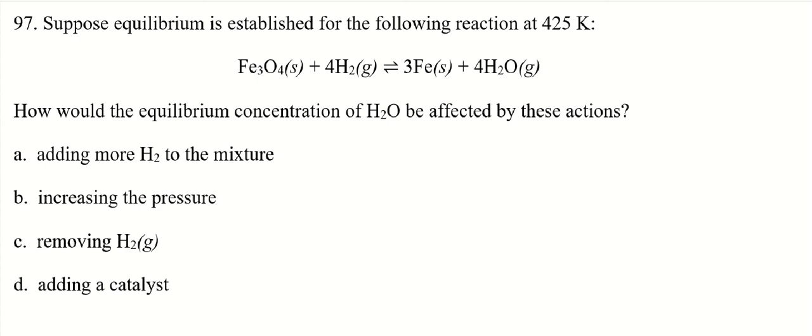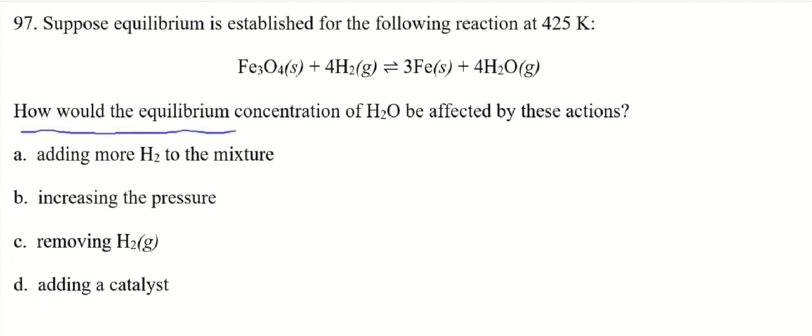All right, we have a reaction here that is in equilibrium. What that means is the rate of the forward reaction is equal to the rate of the reverse reaction. Right? Remind you that doesn't mean the concentrations of the reactants and products are equal. That is almost never true. Equilibrium has been established at 425 Kelvin.